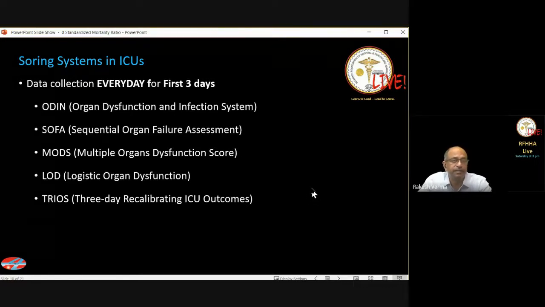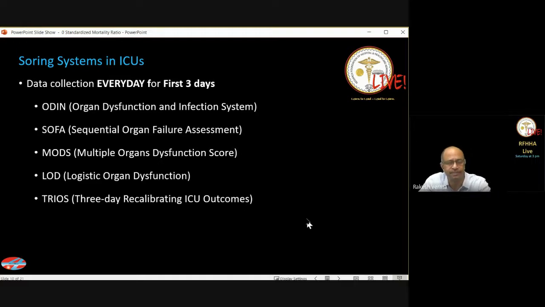You could also use some of the other scoring systems which collect the data for 3 days, not for just 1 day. Some of the examples are the Organ Dysfunction and Infection system, the Sequential Organ Failure Assessment, that's abbreviated as SOFA. Then you have MODS, LOD, TRIOS, etc. These are examples only to show that you can have a scoring system which relies on just one scoring, or you can have a system in which you have to do scoring for the first 3 days of admission. So for example, a patient is admitted on, let's say, 1st of September. So you measure it for 1st September, 2nd September, and 3rd September. In the previous one, you do it just once on 1st of September.